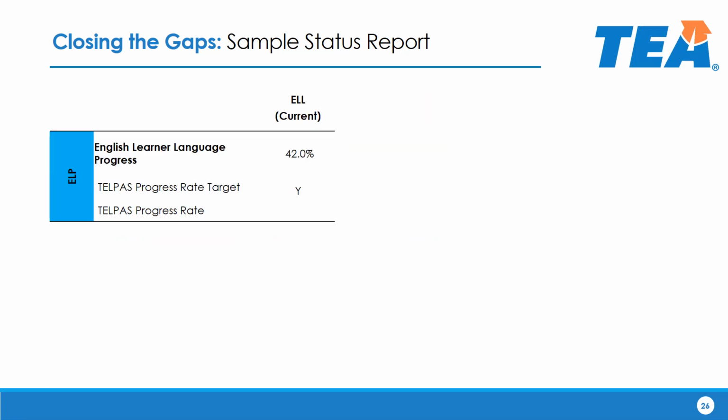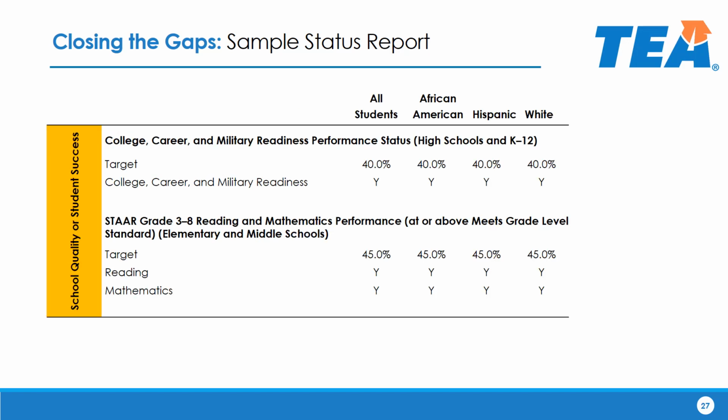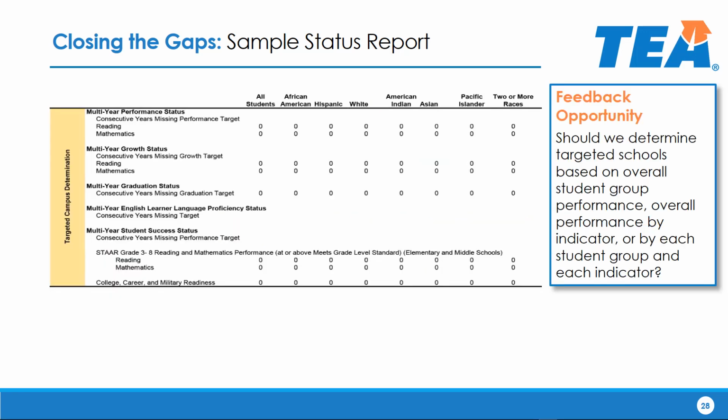This is a portion of the report that shows progress of English learners. Like the previous 2 slides, it shows the target and whether it has been met. For the school quality and student success part of the report, the performance target will be given at the top row of the report, and for each indicator and student group, there will be a Y if the performance target was met and an N if it wasn't. So this is the section of the report where we will determine which campuses are targeted. And it will be based on consecutive years of missing the target on at least one of these indicators.